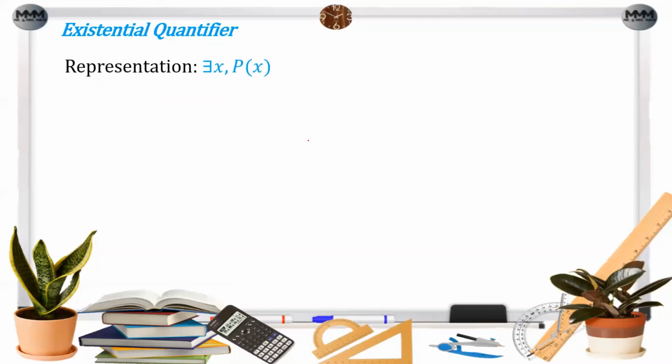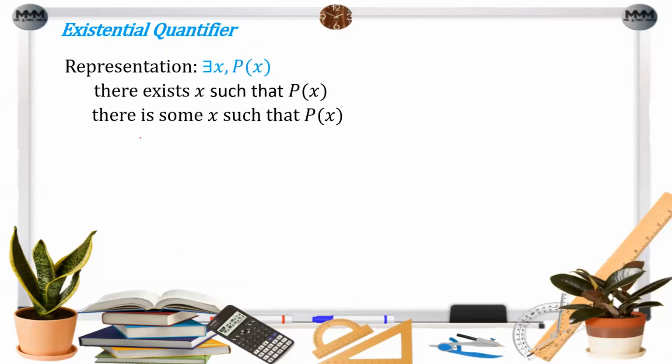So for the representation, we have this one. This is the representation of the existential quantifier, and this reads as there exists x such that p of x. Another way, we can also read this as there is some x such that p of x. And we could also have for some x, p of x.